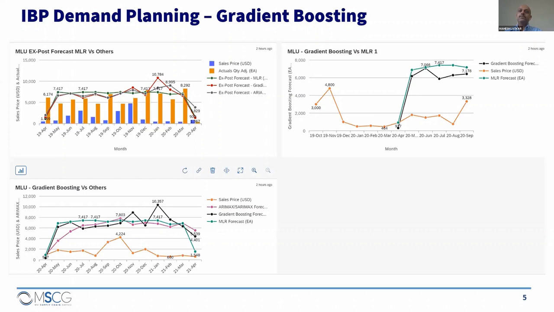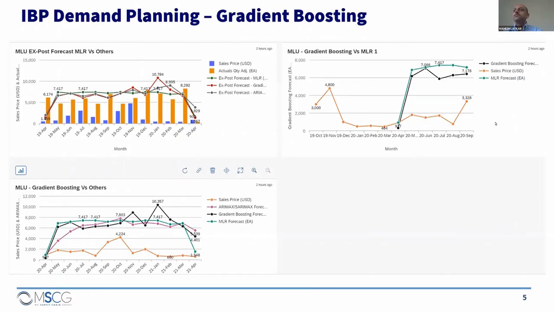So on the top chart, we are trying to show the ex post forecast for all of these forecast models based on machine learning: MLR, gradient boosting, and ARIMAX. So here, the important thing to understand is, if you look at the gradient boosting output, which is the red line, wherever there is a lower sales price, you will see there are high numbers or a high quantity of forecast generated. And wherever you have a high price, the forecast numbers are coming down. So that's the purpose of AI algorithms, to get such kind of output.